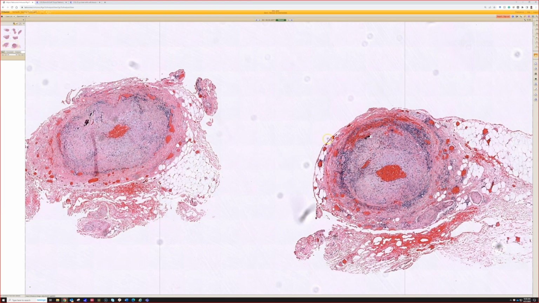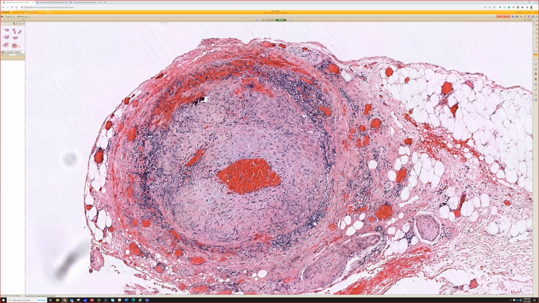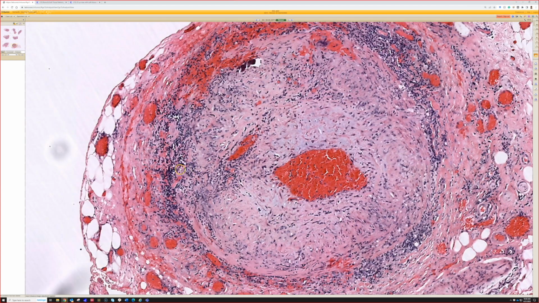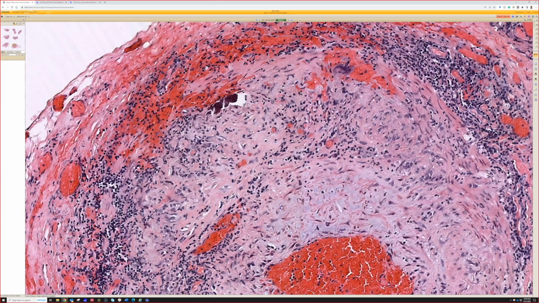No, this one's great. There's a circumferential rim of lymphocytes, maybe some histiocytes, an inflammatory infiltrate around the artery and also intramurally. So yeah, this would be great for temporal arteritis.